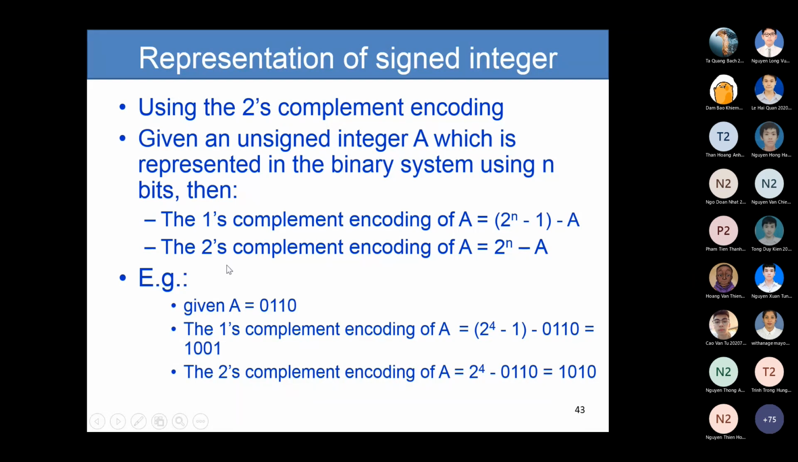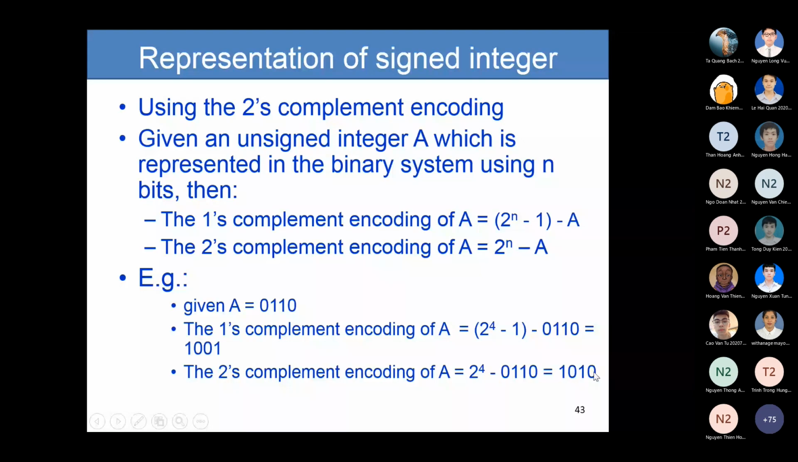And then we can find the two's complement encoding of A, which equals the one's complement encoding plus 1. Here you can see plus 1, right? The one's complement encoding is 1, 0, 0, 1, and for the two's complement encoding we add 1 here, so it equals 1, 0, 1, 0.